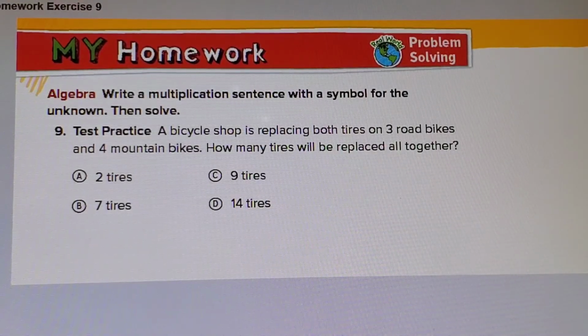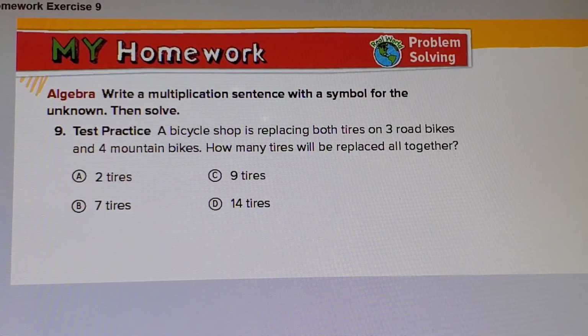My homework problem solving. Algebra. Write a multiplication sentence with a symbol for the unknown, then solve. Number 9, test practice. A bicycle shop is replacing both tires on 3 road bikes and 4 mountain bikes. How many tires will be replaced altogether?